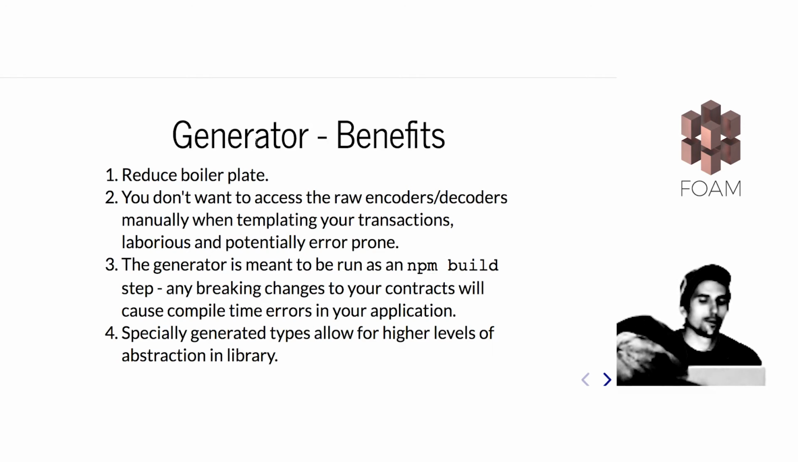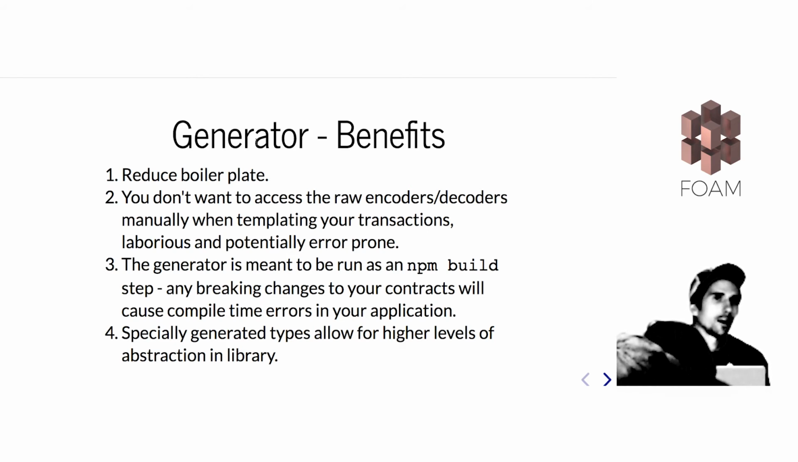The generator is meant to be run as an npm build step. So that's what we were talking about earlier. If you make breaking changes to your smart contracts, then you don't need to scour your source code, trying to figure out everywhere you use the old versions of your contracts. You're just going to break them, and then you'll get errors from the PureScript compiler telling you where they are. Those errors are getting better and better. I mean, sometimes they're terrible, like type T8 is not matched with A17, but sometimes they're really helpful. These are helpful.